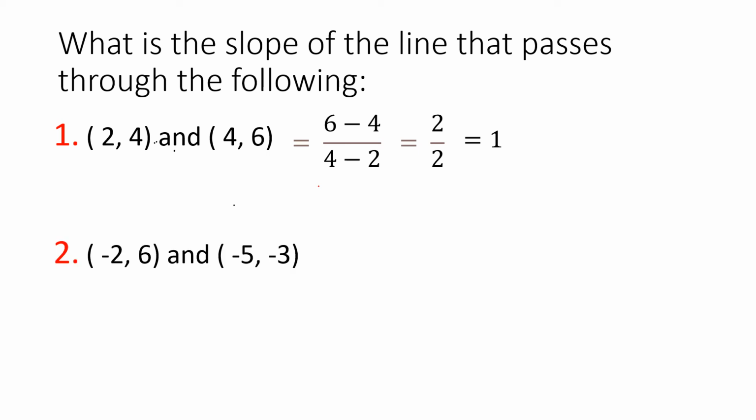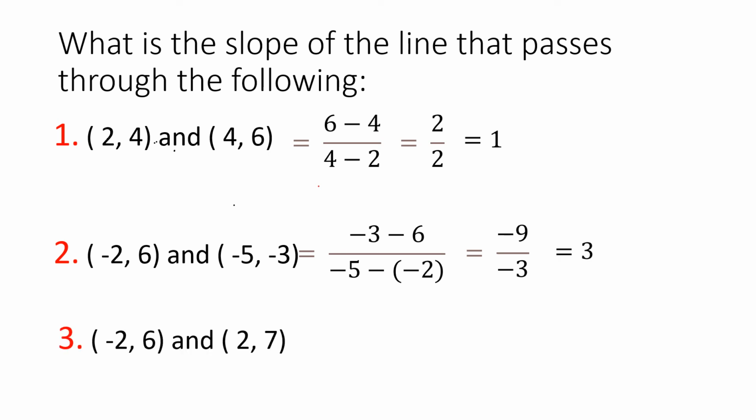Another example is (negative 2, 6) and (negative 5, negative 3). Our y sub 2 is negative 3, and your y sub 1 is 6. So we got negative 3 minus 6. Your x sub 2 is negative 5, your x sub 1 is negative 2. So we have negative 5 minus negative 2. Simplifying, that is equal to negative 9 over negative 3. And negative 9 over negative 3 is equal to positive 3.